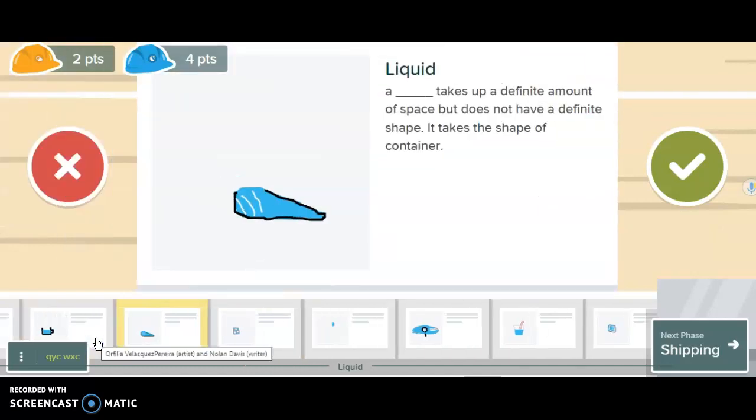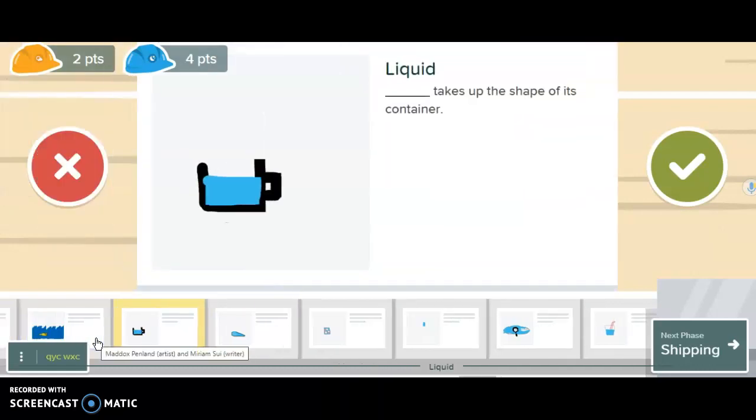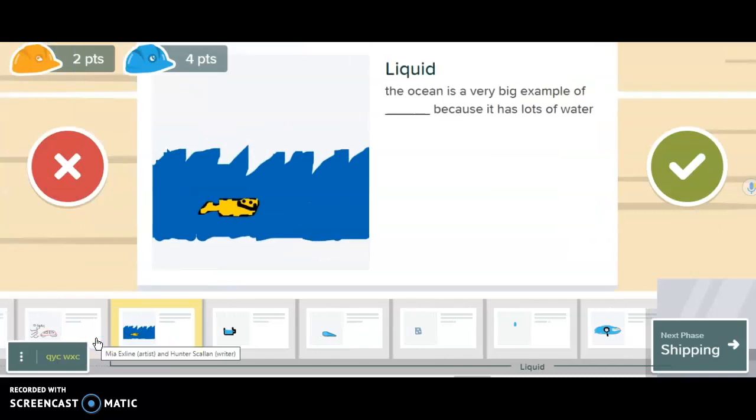A blank takes up a definite amount of space, does not have a definite shape. It takes the shape of its container. Who did that? Okay. A blank, that's true. It takes the shape of its container, but... All right, so let's go back.